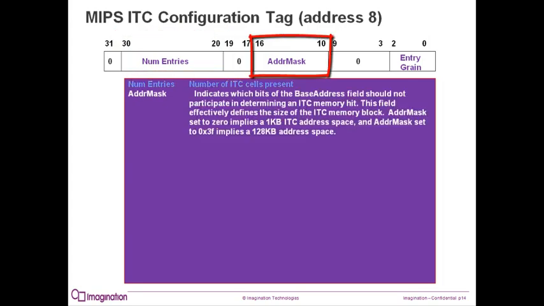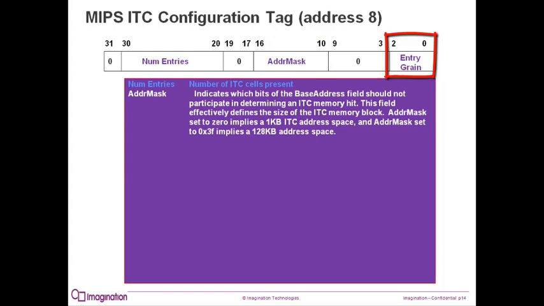You can set the address mask field. This is an address mask. It indicates which bits of the base address field should not participate in determining an ITC memory hit. This field effectively defines the size of the ITC memory block. Address mask set to 0 implies a 1K ITC address space, and address mask set to 3F implies a 128K byte address space.